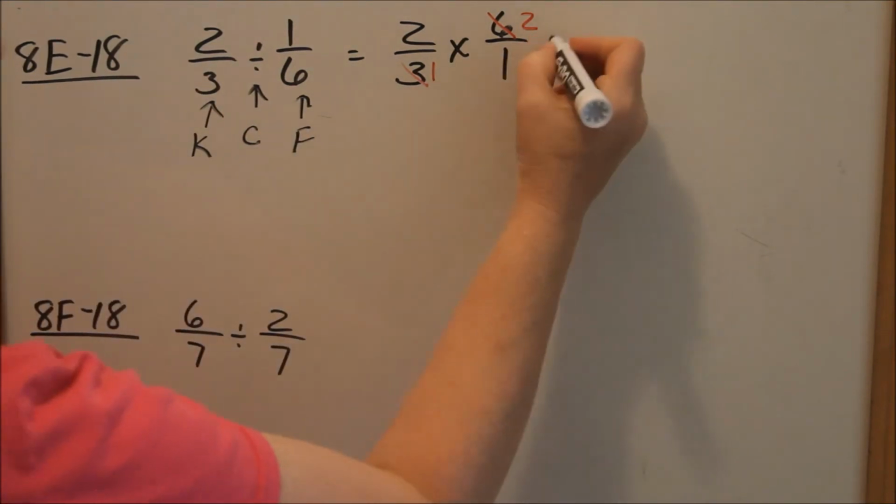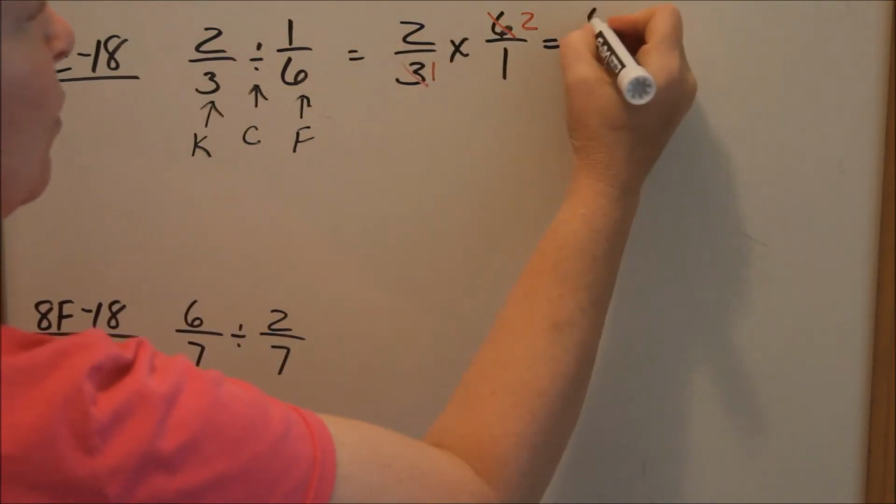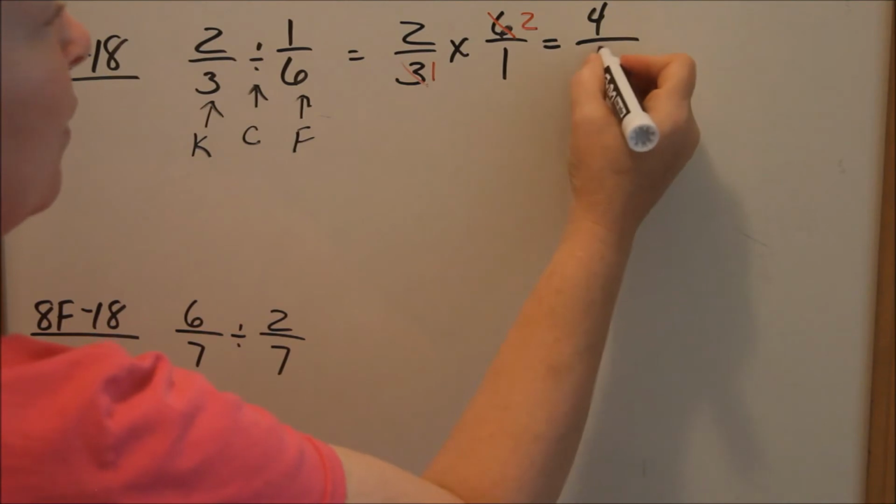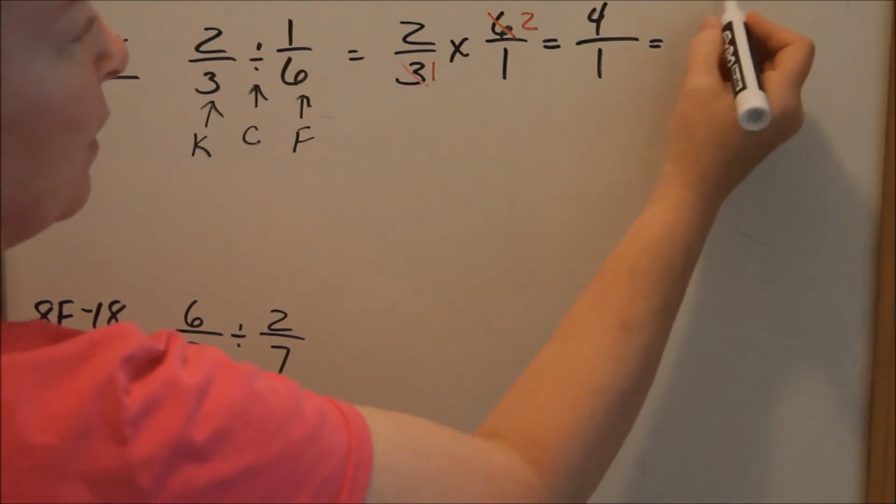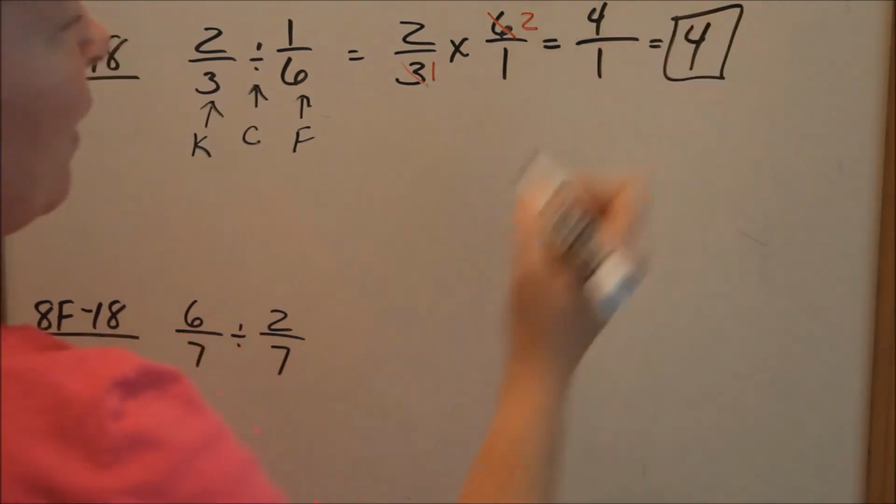Now we just multiply straight across. 2 times 2, 4. 1 times 1, 1. 4 divided by 1 is just 4. Don't have to write it over 1.